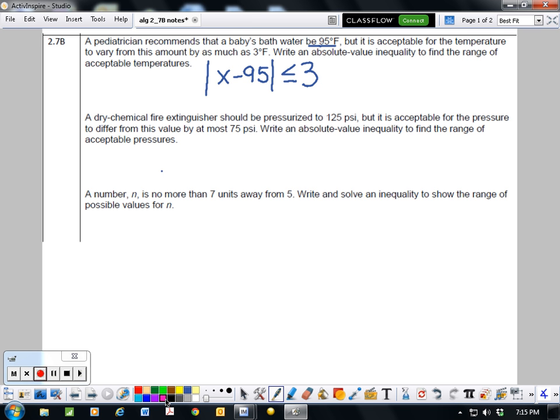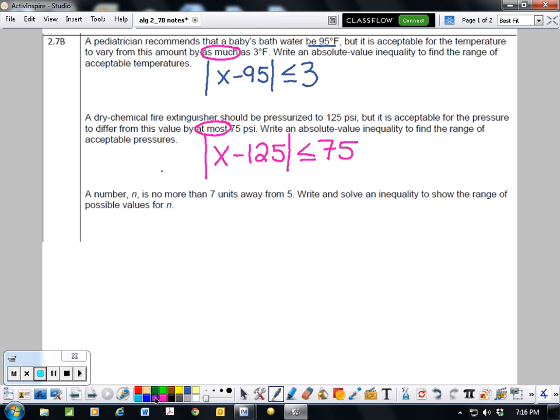A dry chemical fire extinguisher should be pressurized to 125 psi, but it is acceptable for the pressure to differ from this amount by at most 75 psi. So my pressure minus what it's supposed to be can be at the most 75, so it has to be less than or equal to 75 psi. So we're looking at this "at most" and "as much," and that's all telling us that it has to be that value or less.